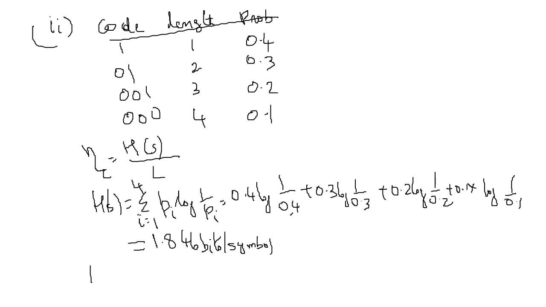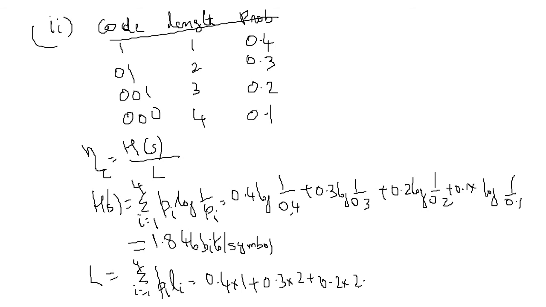Next is finding the L value. So L is nothing but the summation of i equal to 1 to 4, pi into Li. So pi is 0.4 and the respective length is 1, plus 0.3 into 2, plus 0.2 into 3, because the length is 3, plus 0.1 into 4. So this value of L will be equal to 1.9 bits per symbol.